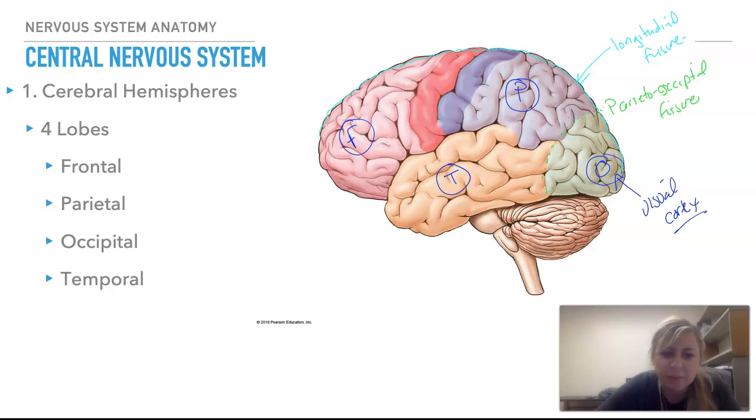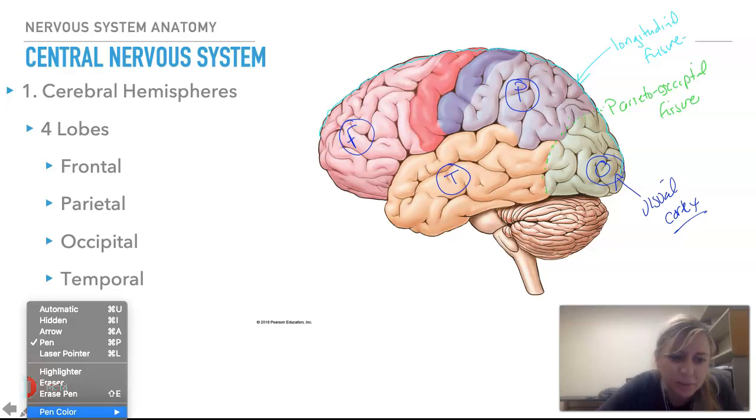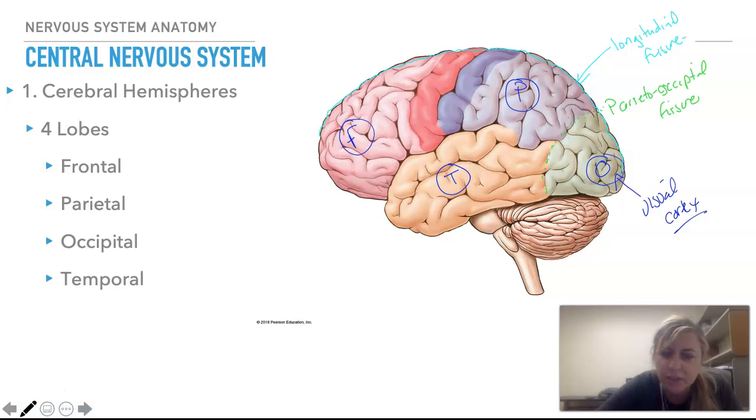We also have a big sulcus that marks the boundary of the parietal lobe. So right through here, this deep cut there is called the central sulcus. So behind the central sulcus is parietal lobe, and in front of or anterior to the central sulcus is going to be frontal lobe.